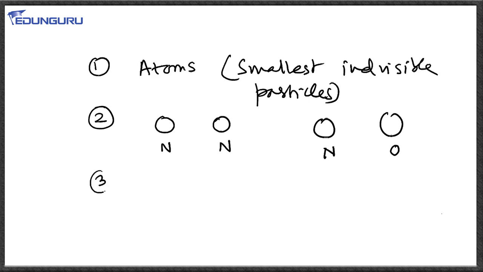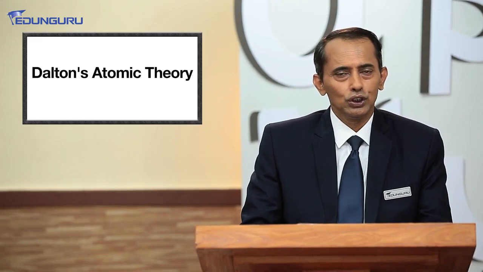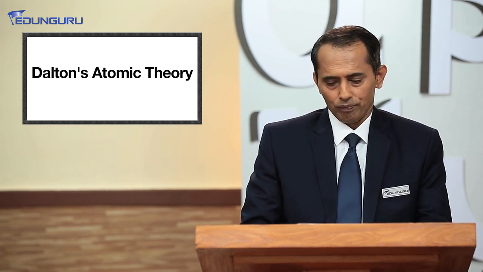Third, he said that when elements combine to make compounds, they combine in a small whole number ratio, because in those days very few compounds had been discovered. I am talking about 1808. At that time they discovered carbon dioxide, CO2, where carbon is one atom, oxygen is two atoms. For example, CO, carbon monoxide, carbon is one atom, oxygen is one atom. That is the ratio of the atoms where small whole number ratio is stated. So, these were basically the concepts given by Dalton.